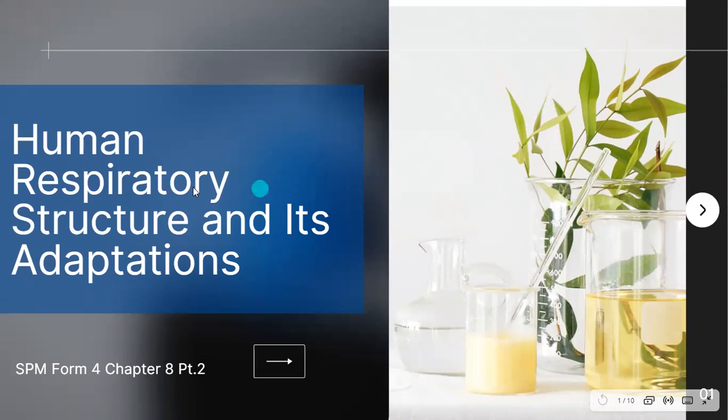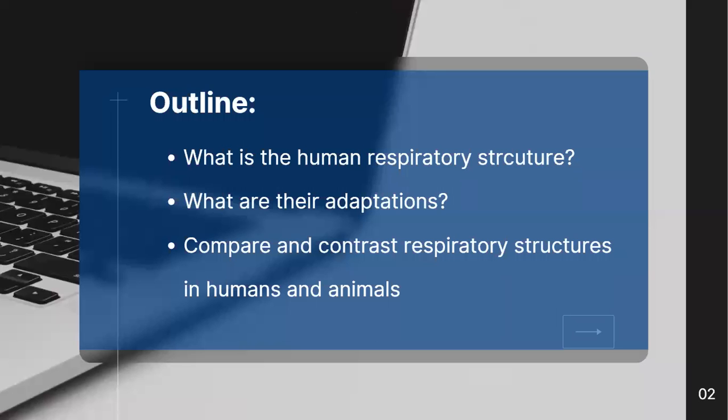Today we are going to discuss the human respiratory structures and their adaptations to ensure an efficient gaseous exchange. This is included in your Form 4 Chapter 8 Part 2. In the last video we discussed the animal respiratory structures and their adaptations. The outline of today's lesson is that we're going to learn what the human respiratory structures are, what their adaptations are, and how to compare and contrast the respiratory structures in humans and animals.